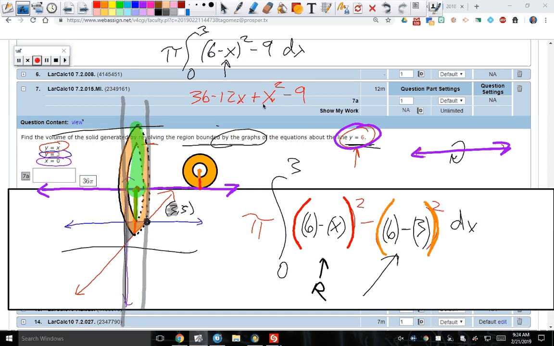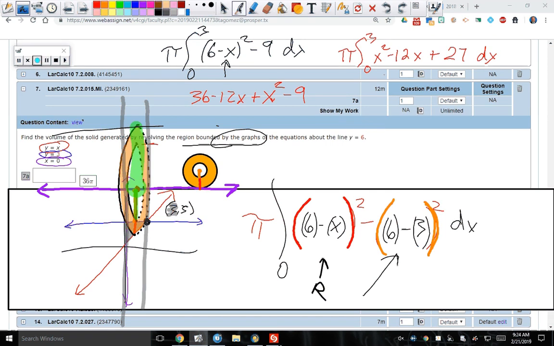So if I did write this out, let's go ahead and do it. We have x squared minus 12x plus what? 27. And it's dx from 0 to 3. Yeah, it's good practice to do it. Some of us forgot to FOIL that other one. So the integral becomes what? x cubed over 3 minus 6x squared plus 27x, from 0 to 3.